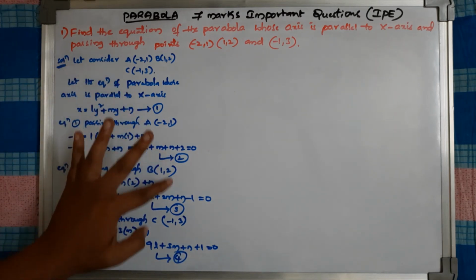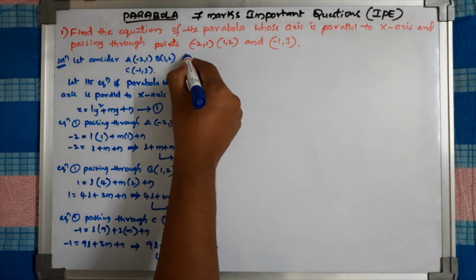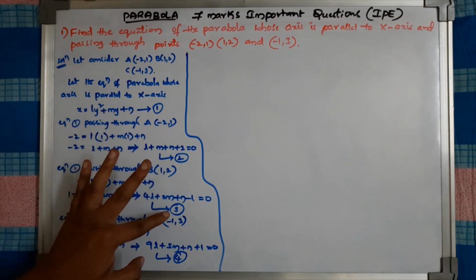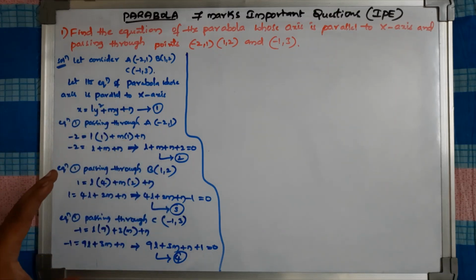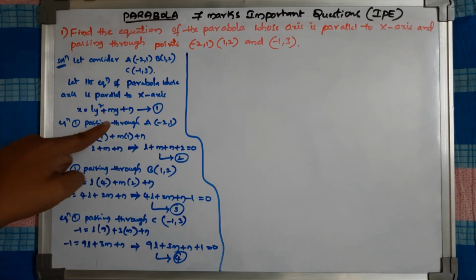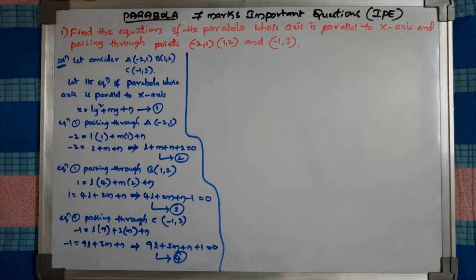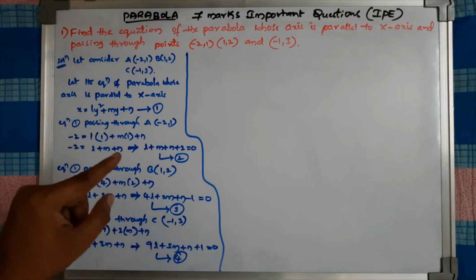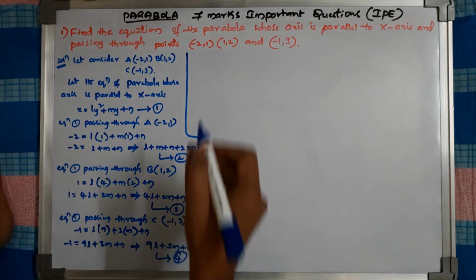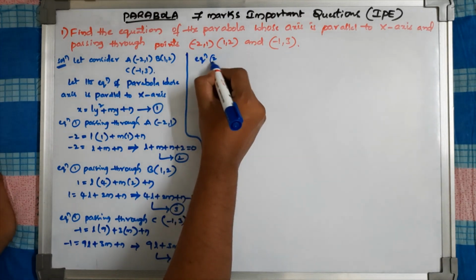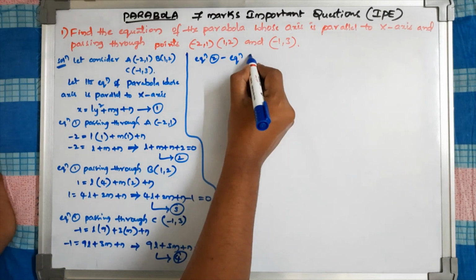You get 1, 2, 3, 4 equations. Now what you have to do is derive the values of l, m, n and substitute them in equation 1. To derive l, m, n, we have to solve equations 2, 3, 4 and we get the l, m, n values. So what you have to do is equation 2 minus equation 3.